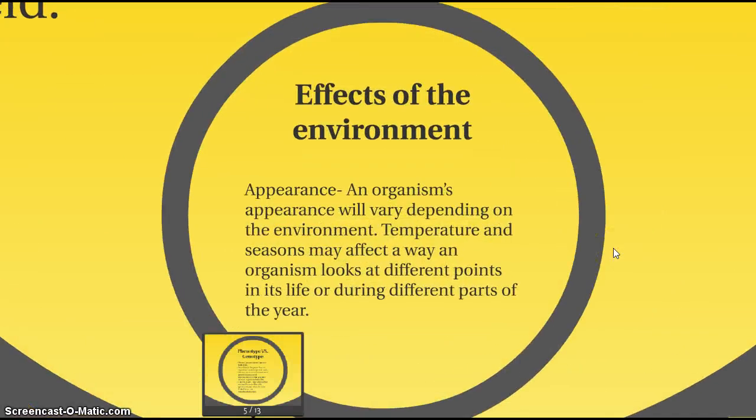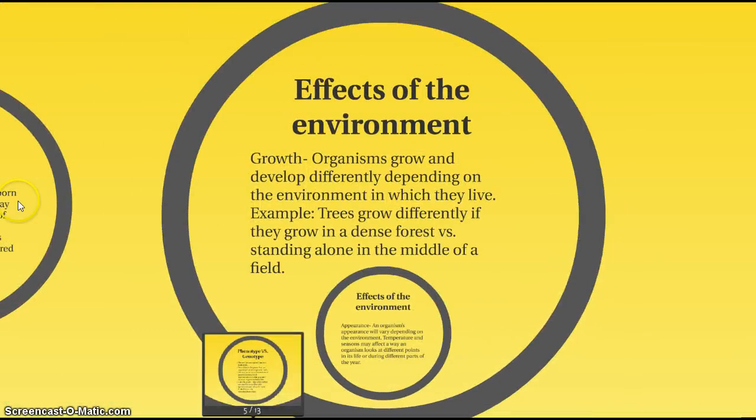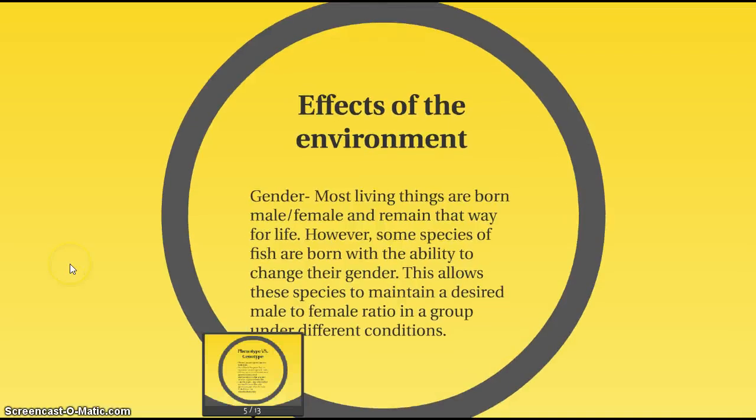An organism's appearance will vary depending on the environment. Temperature and seasons may affect the way an organism looks at different points of its life or during different parts of the year. And finally, the gender can also be affected by the environment.